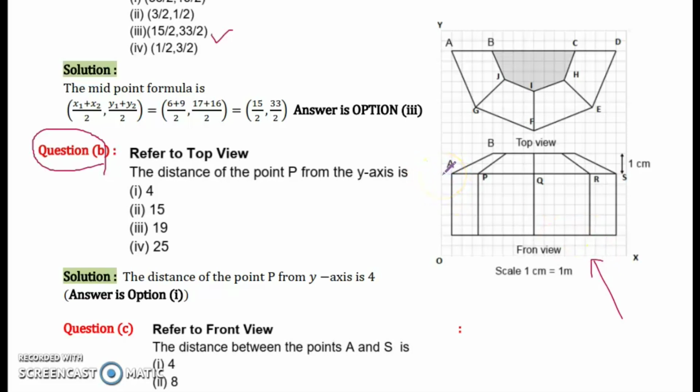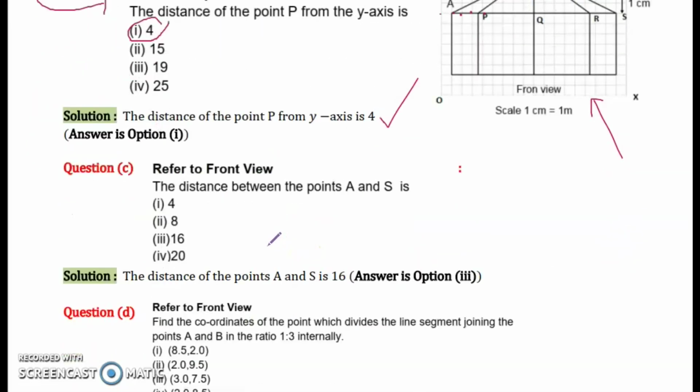This is 0, this is y value 0, this is 1, this is 2, this is 3, and this is 4. Right. Therefore, what is the distance of the point P from the y-axis? It is going to be 4. Therefore, which is going to be the correct answer? The first option is the correct answer. Now, let us move on to the next question.